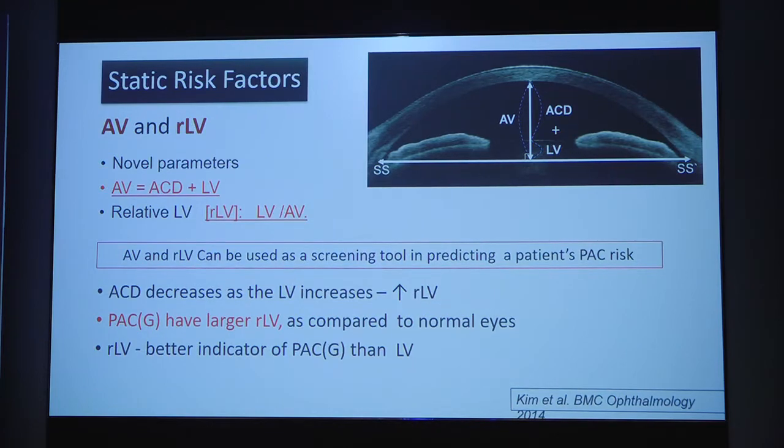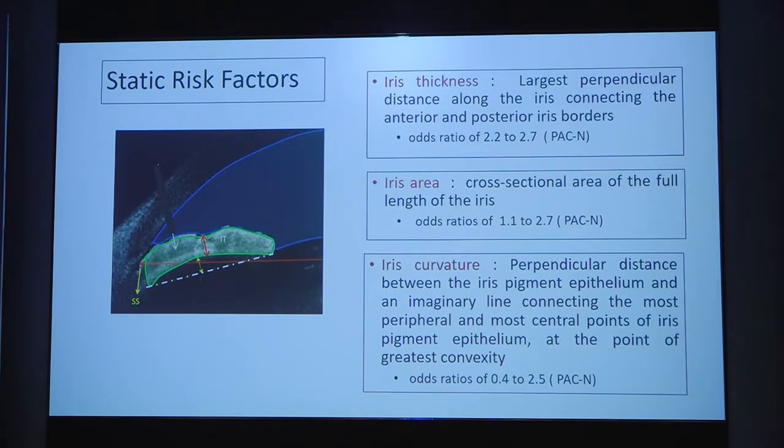So as the ACD decreases, the lens vault increases, and PACG is common in patients with larger RLVs as compared to the normal, and it is a better indicator of PACG than lens vault. So static risk factors include iris thickness, iris area, and iris curvature, that is the line joining the two ends of the iris, and the posterior iris curvature.